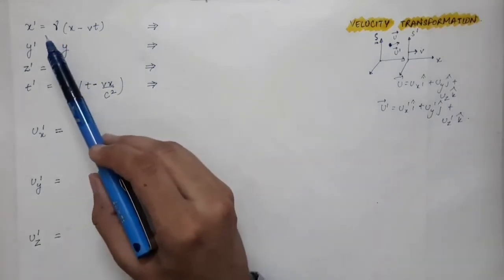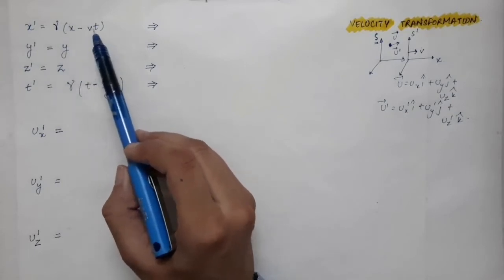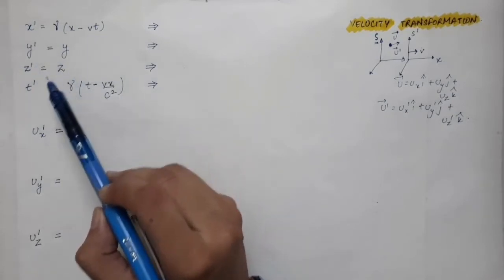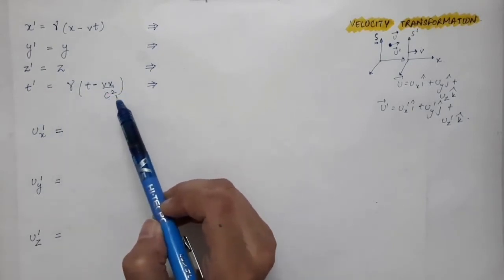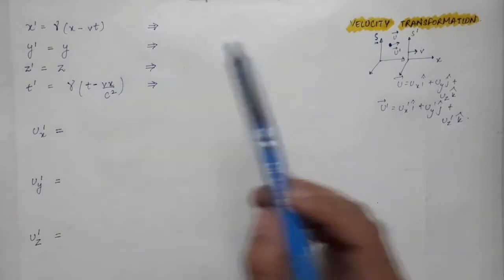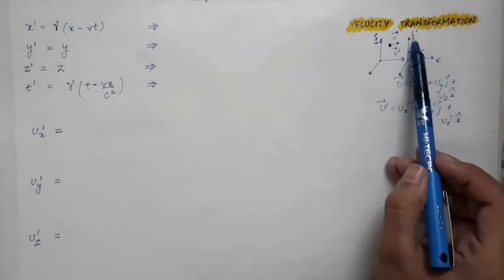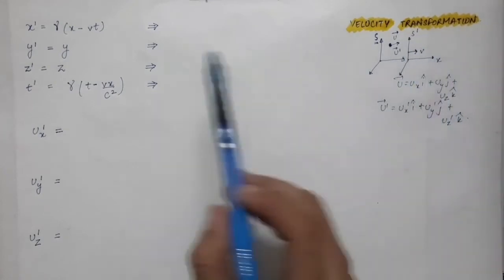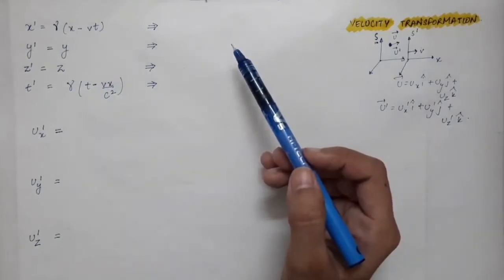Lorentz transformation, first equation is x prime is equal to gamma times (x minus vt), y prime is equal to y, z prime is equal to z, and t prime is equal to gamma times (t minus vx by c square). And these equations come when the frame S prime is moving along the x-axis. So this S prime frame is moving along the x-axis. In that case you get these types of Lorentz transformations.